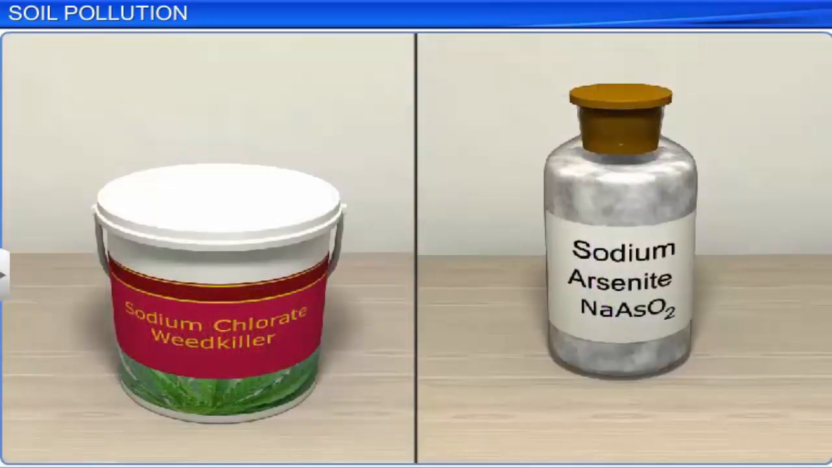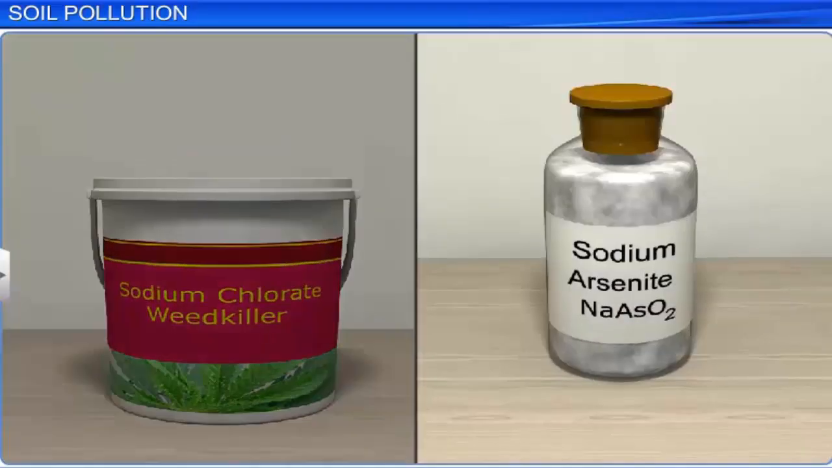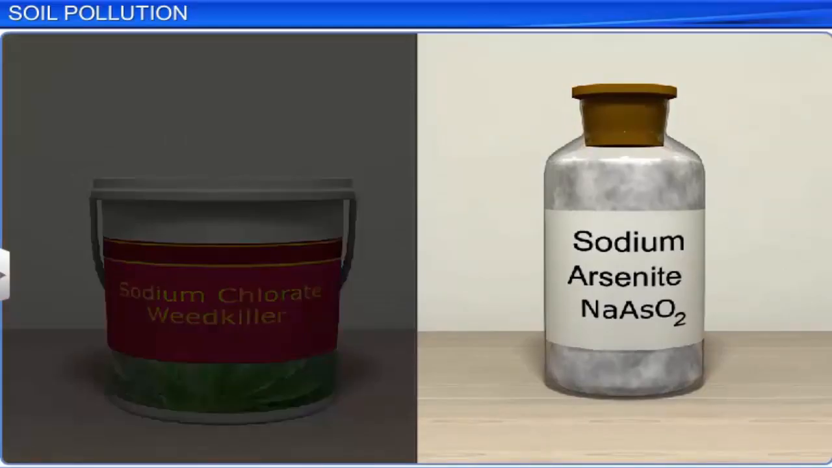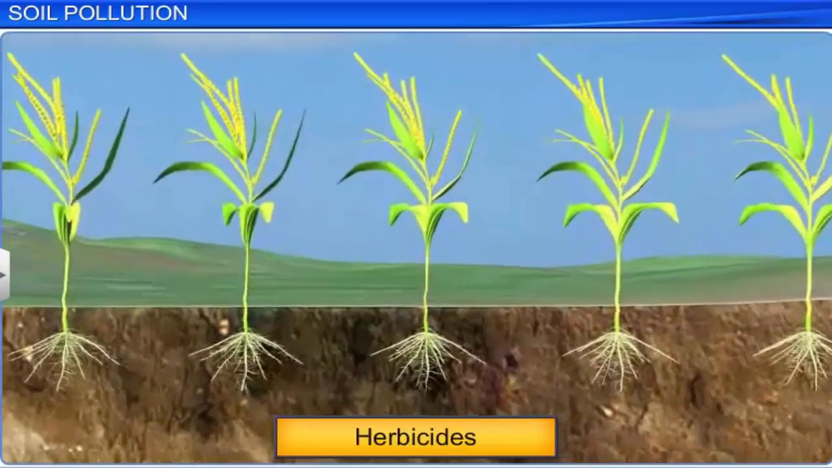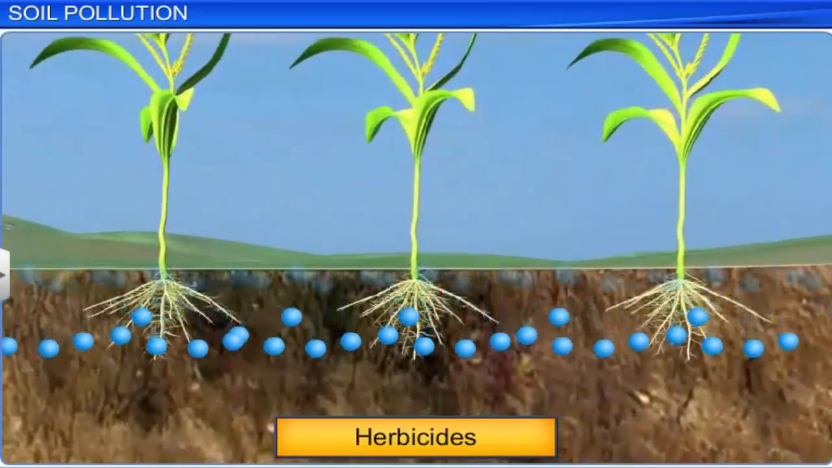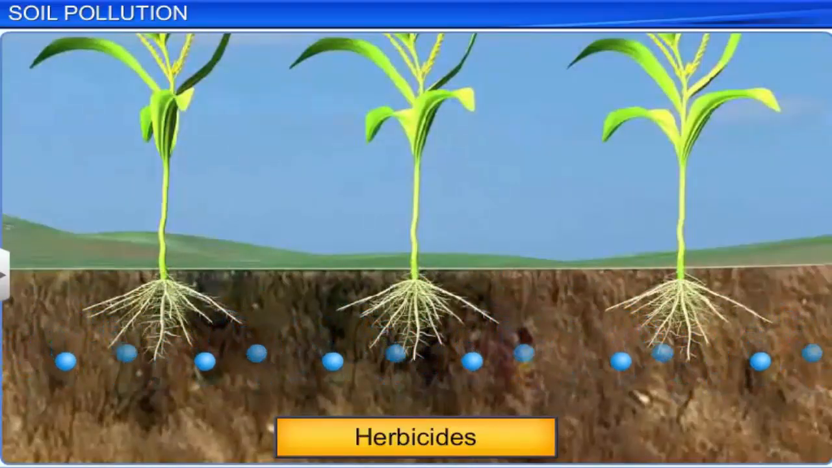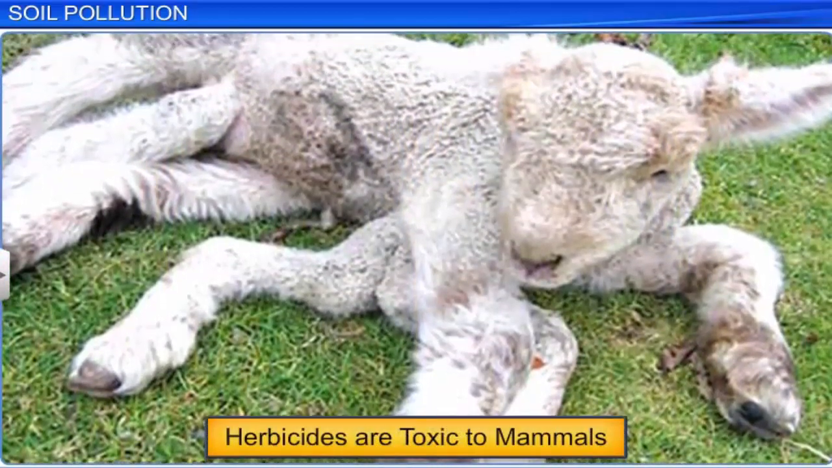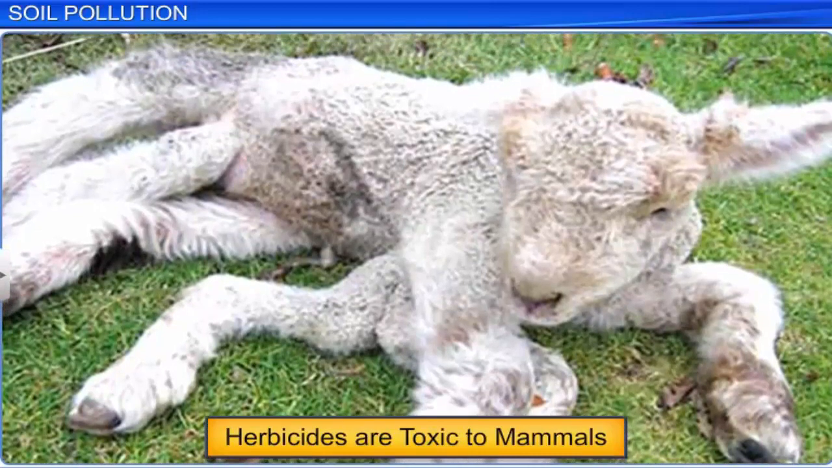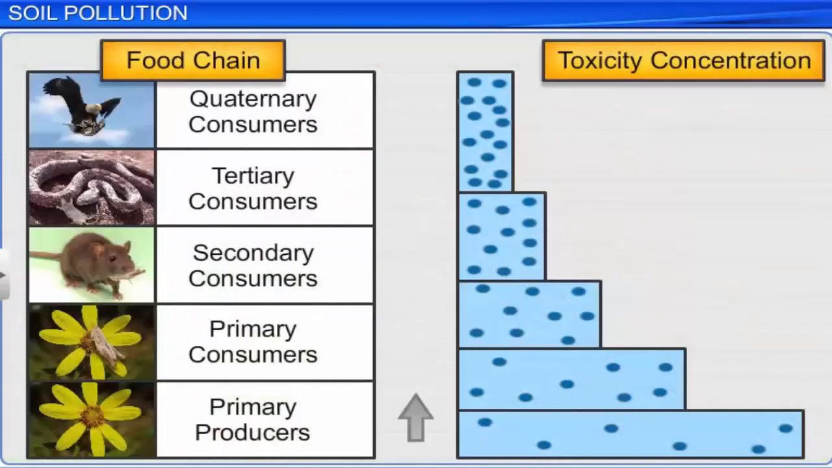Another type of pesticides that has become popular of late are herbicides like sodium chlorate and sodium arsenite. Herbicides decompose in a few months and hence are less persistent than organic toxins. However, herbicides are toxic to mammals. They sometimes cause birth defects in some mammals. The toxicity of herbicides also increases with the higher level species in the food chain.